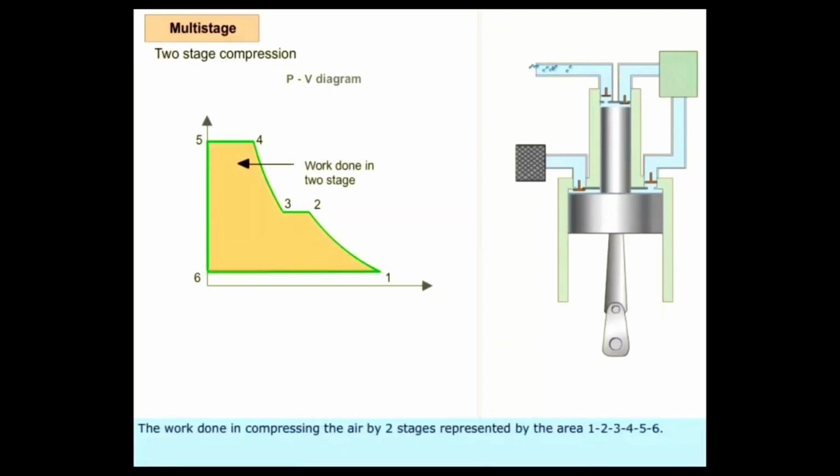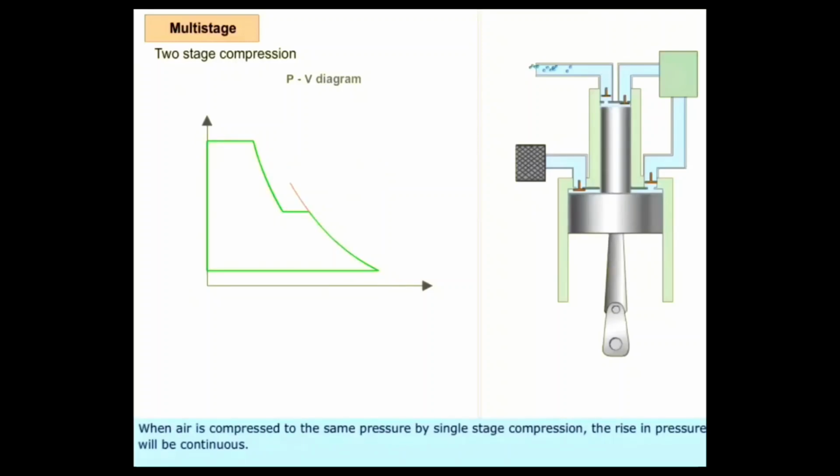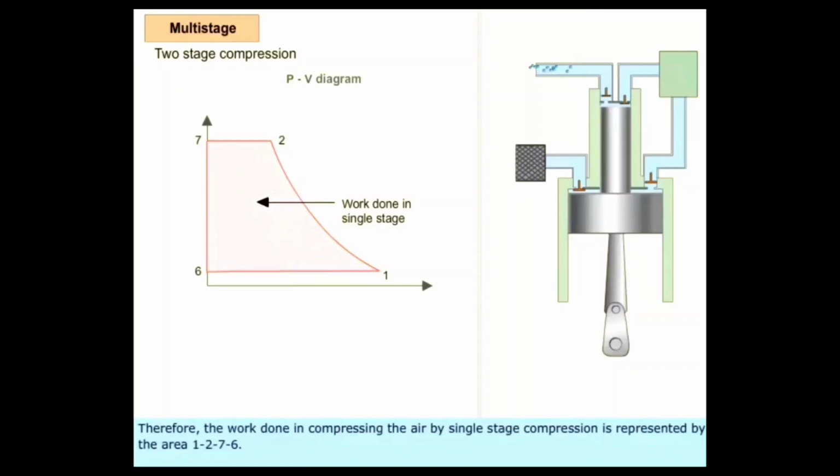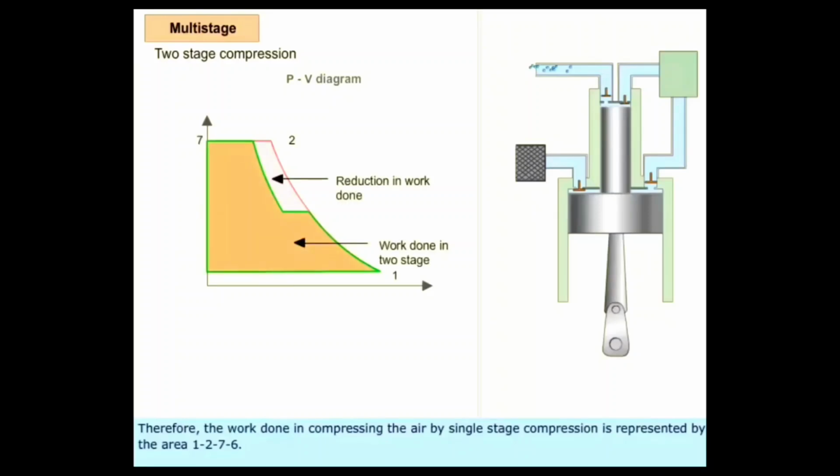The work done in compressing the air by 2 stages is represented by the area 1, 2, 3, 4, 5, 6. When air is compressed to the same pressure by single-stage compression, the rise in pressure will be continuous. Therefore, the work done in compressing the air by single-stage compression is represented by the area 1, 2, 7, 6. You can see that the work done by single-stage compression is more than 2-stage compression.